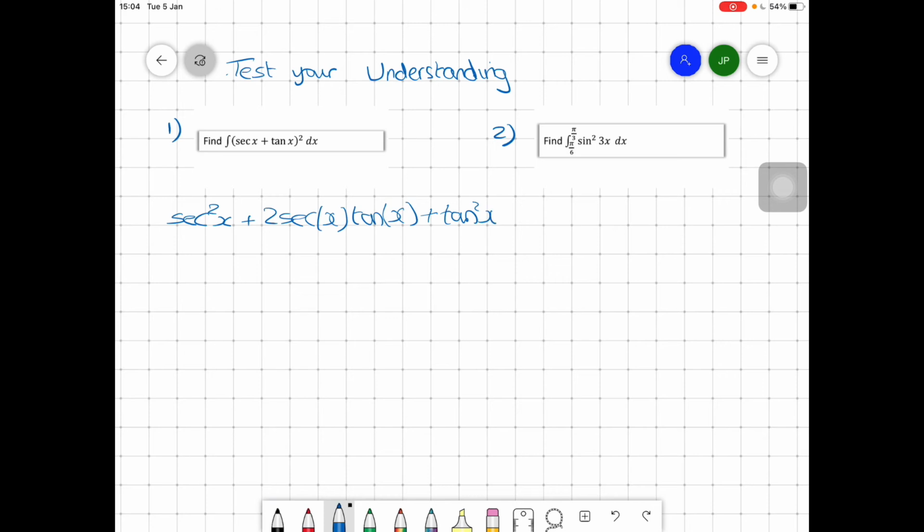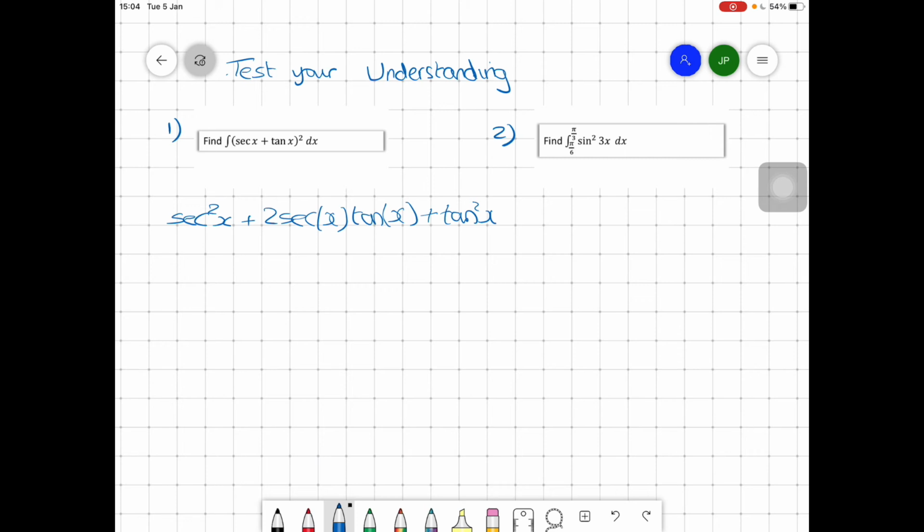Okay, right. Now from this, I can start thinking about how I'm going to integrate. Now I'm happy with the sec squared. We saw from the last example I can integrate sec squared x quite happily. 2 sec x tan x, again, that's one of my standard integral functions to integrate that, because that can integrate back to sec. So I'm happy with that one. Tan squared is the one I'm not so happy about. Don't know how to integrate tan squared straight away. However, as we saw from the last example, I can use a trig identity to change this.